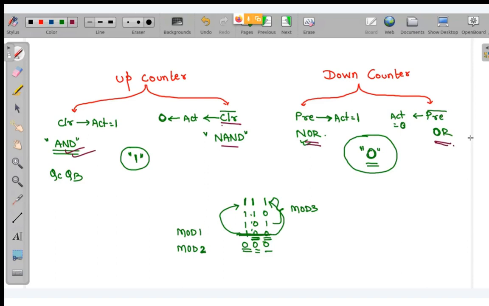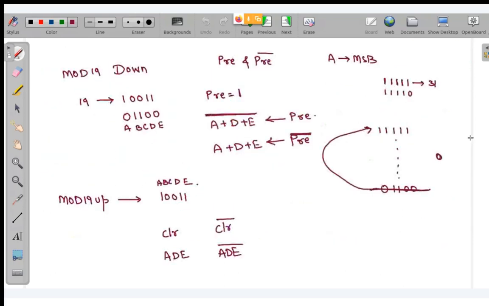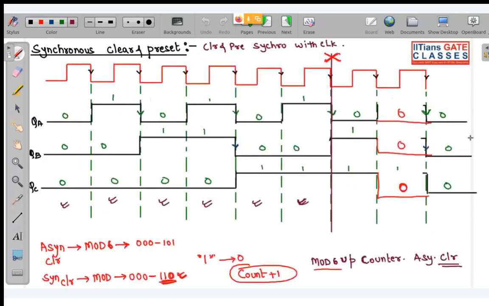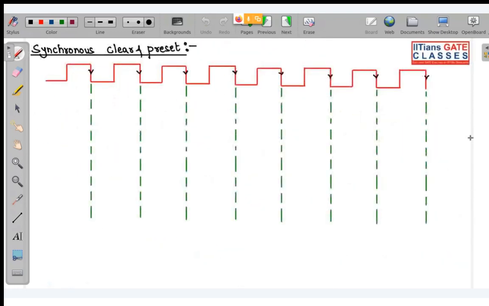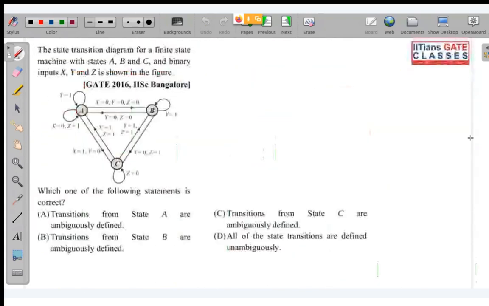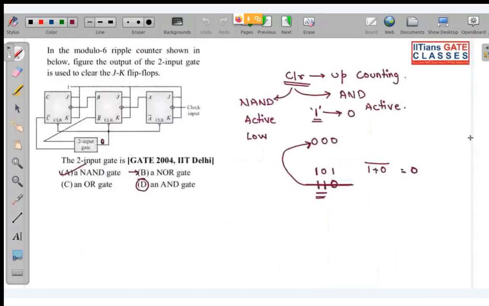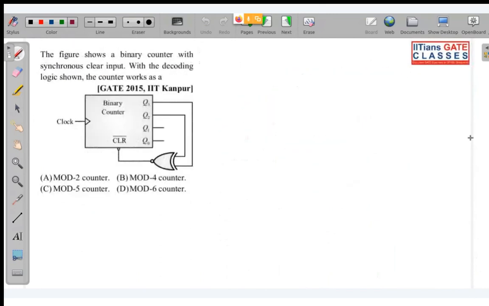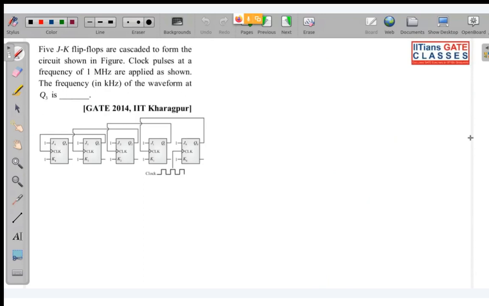Raju, you have some doubt? So we have done this or not? Yeah, it's okay. I know you have considered it active high, so it's okay. No issues. Okay, so where was the question? We have finished this question. Okay, tell me this question.